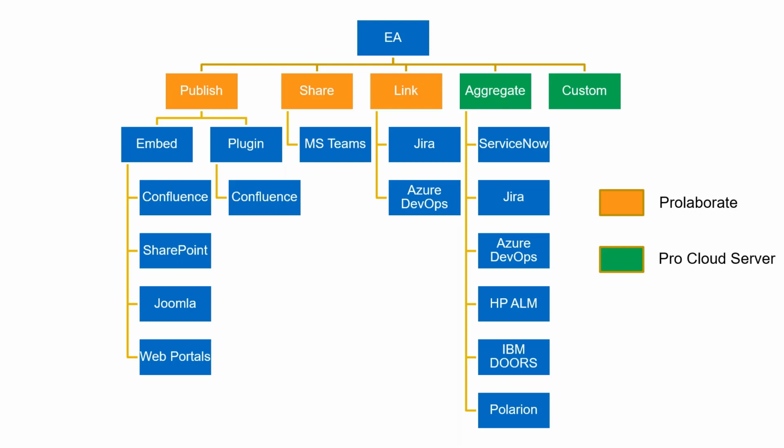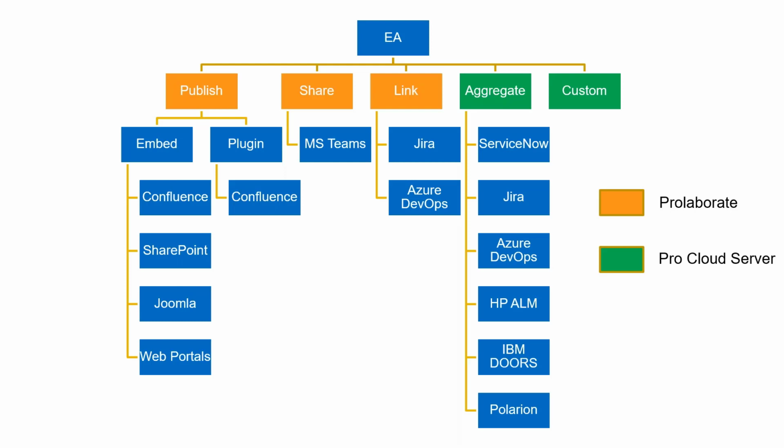You can see that there are orange boxes and green boxes. Orange is basically Prolaborate, which many would have heard of. If not, it's the online sharing and collaboration software. Certain integration capabilities are provided by Pro Cloud Server. And just to be clear, it's not a cloud server, it's the REST API layer that you can use to integrate EA models with tools. And you can see the list of tools here.